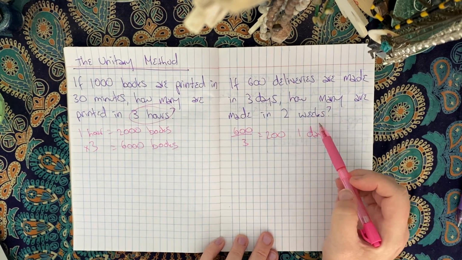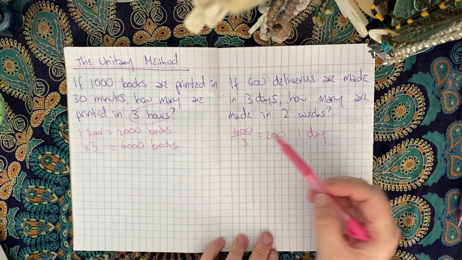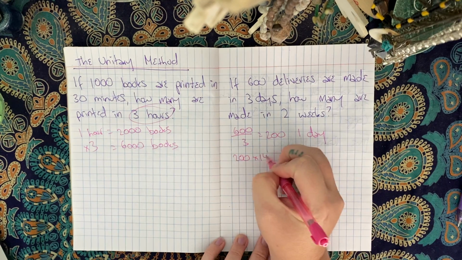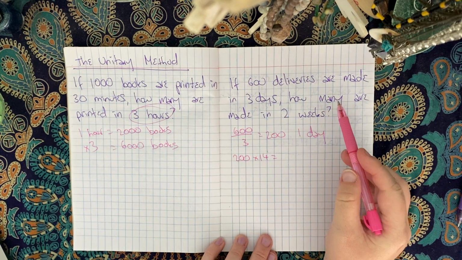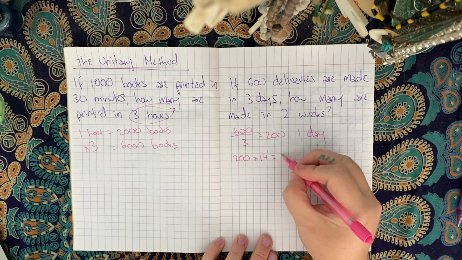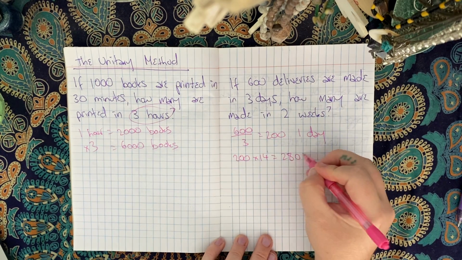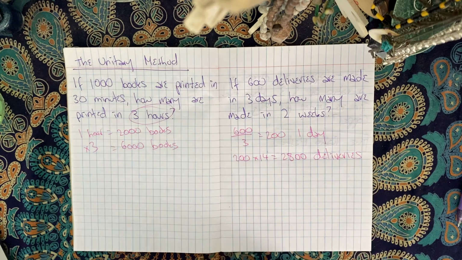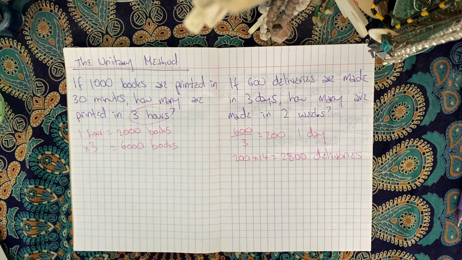So then what I need to know is how many deliveries are in 2 weeks. So I take this number that I've got, 200 for 1 day, and then I times it by 14 because there are 14 days in 2 weeks. So 14 times 2 is 28, and then I've got 2 zeros. So that means that there are 2,800 deliveries in 2 weeks from this company. So this is the unitary method.